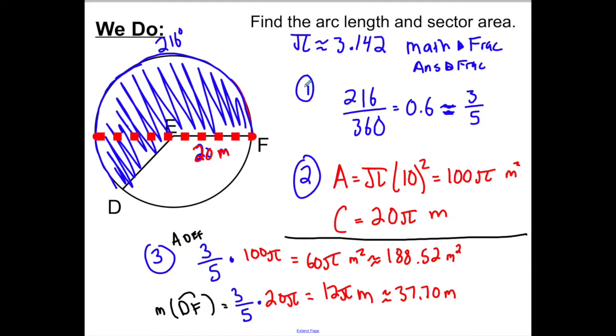So again, step 1, get the ratio of the degrees from the arc to the total degrees. So that was 0.6 or 3/5. Step 2, calculate the total area and the total circumference. Step 3, multiply the ratio by the total area to get the sector area. Then multiply the ratio times the total circumference to get the arc length. The order you do it doesn't matter. This is just the order that I chose to do it. Okay, so please make sure you understand what I did here. And then when you're ready, I'll move on in a moment to the next question.